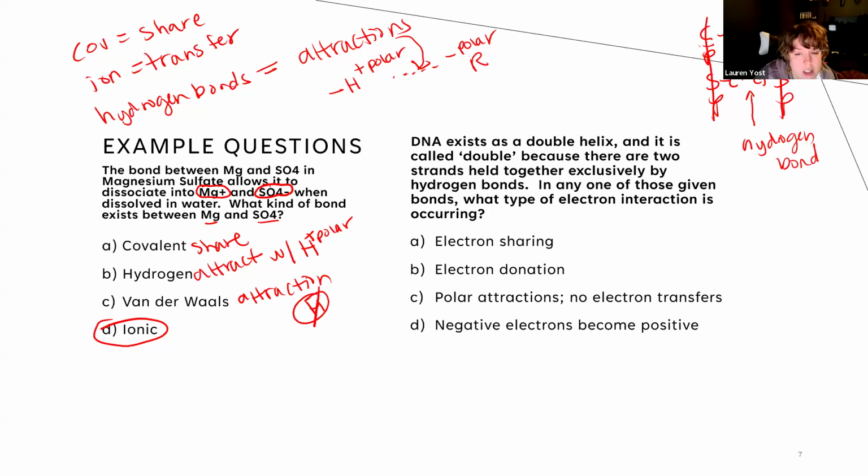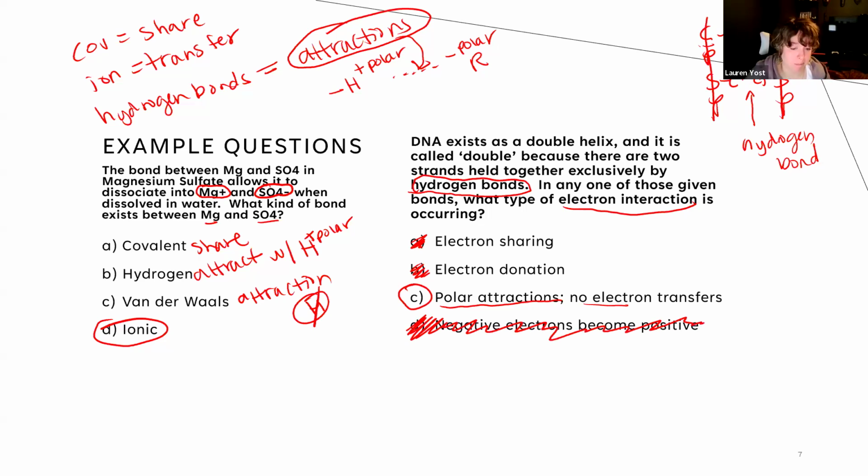All right. So we call it double helix because we have the 2 strands held together exclusively by hydrogen bonds. In any of those bonds, what type of electron interaction is occurring? Well, we already said these are just attractions. We don't have actual electron exchange of any kind. We're not sharing electrons. We're not donating electrons or anything. So we don't have electron sharing. We don't have electron donations. We have polar attractions, no electron transfers. Last one says negative electrons becoming positive. That's a quantum physics thing that I don't even want to know. We're going to say no on that.